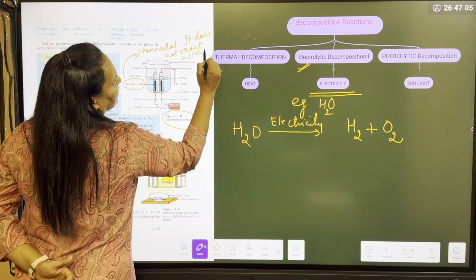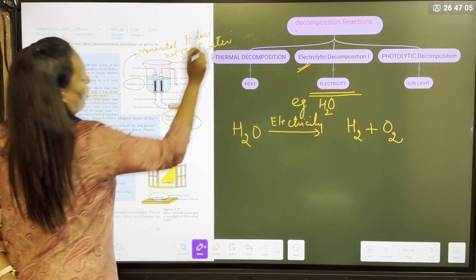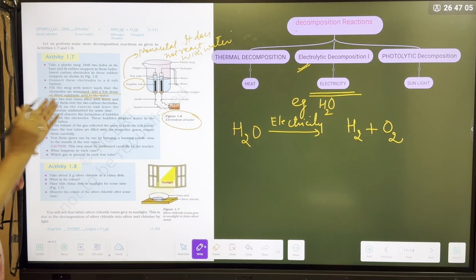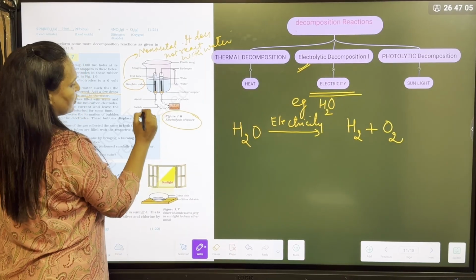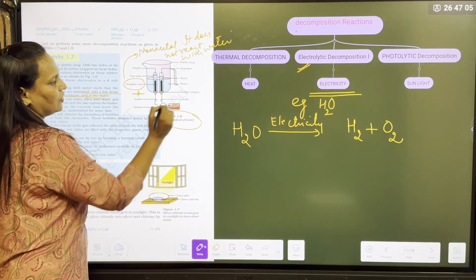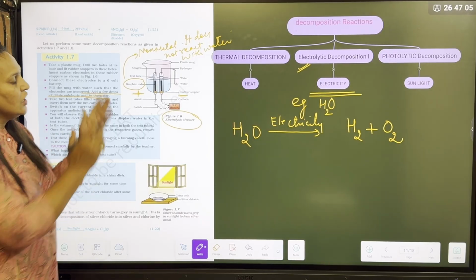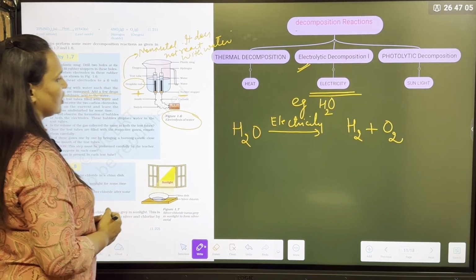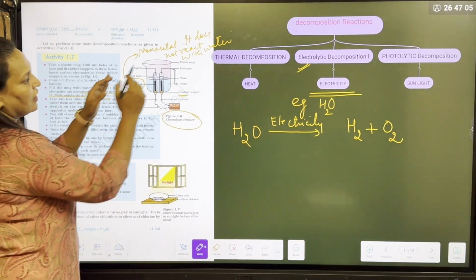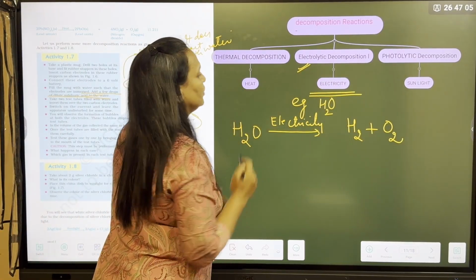It is inert. Now, current is passed. The terminal attached to the positive terminal is called the anode, and the one attached to the negative terminal is called the cathode. So when the current is passed through the water, what happens? Water will break down into hydrogen and oxygen.